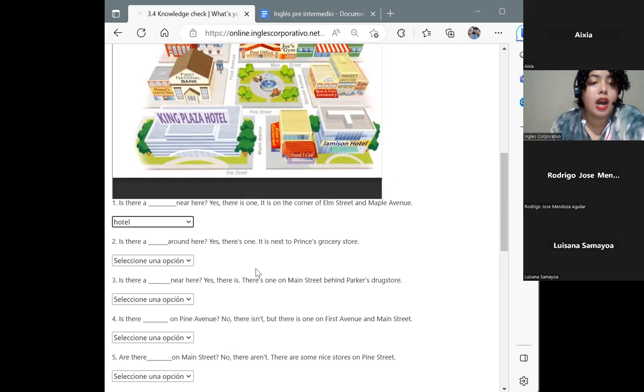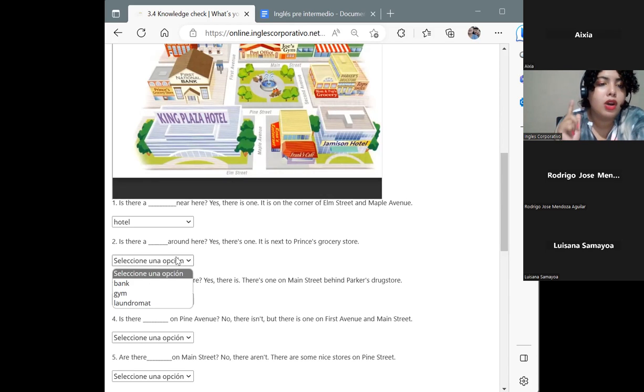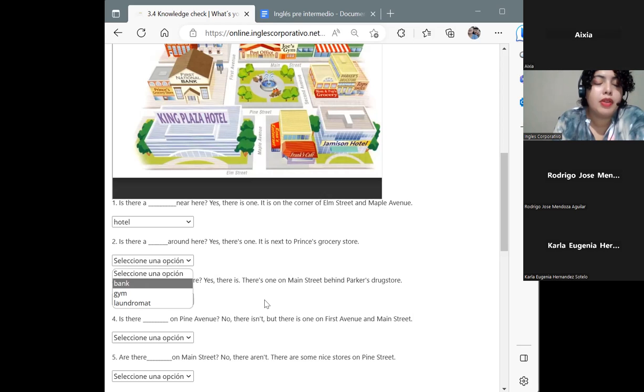Is there a ___ around here? Yes, there is one. It is next to the Prince Grocery Store. Prince Grocery Store está a la par. Entonces, hablamos de un bank, gym, or laundromat? Bank. Very good.